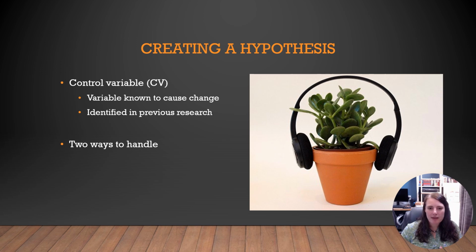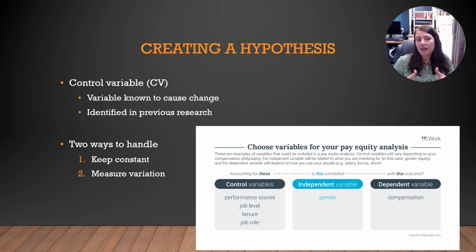In some experiments like this one, we can keep control of all the control variables the same. We could plant both plants in the same soil, in the same type of pot, and give them the same amount of water every day. And that way we know that it's being kept constant. But oftentimes in social science, we don't have that ability. So instead, we use method 2, which is to measure the control variables so that we can take them into account when we're doing our data analysis.